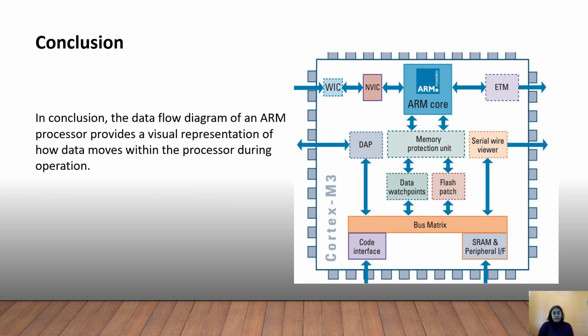In conclusion, the data flow diagram of an ARM processor provides a visual representation of how data moves within the processor during operation.